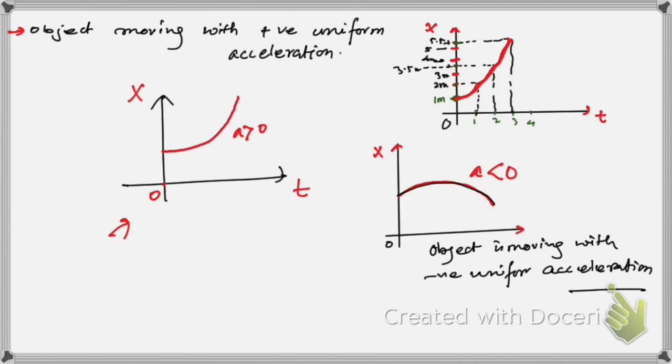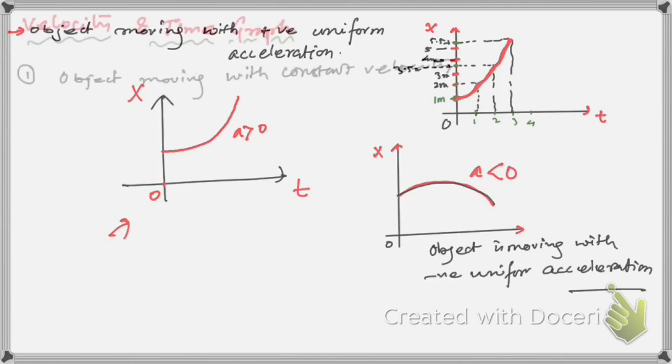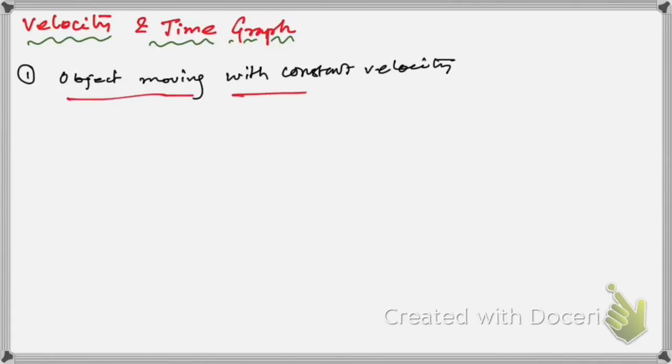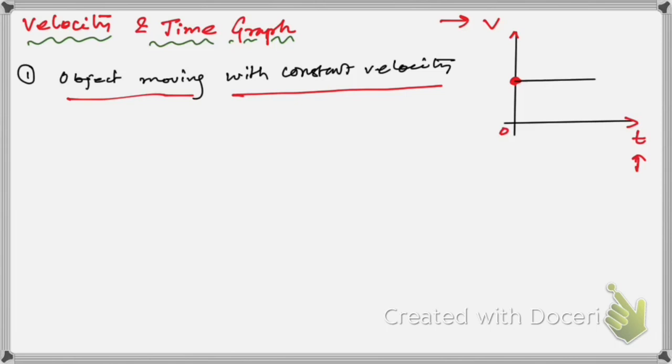So now let us draw the velocity and time graph for an object moving with constant velocity. Let me take the axes. Here this is velocity and this is time. The horizontal axis represents time and the vertical one represents velocity v. Suppose it has some initial velocity. This is the point which represents the velocity of the object. As it is constant, velocity is not going to change with time, so it's going to be parallel to the time axis, right?